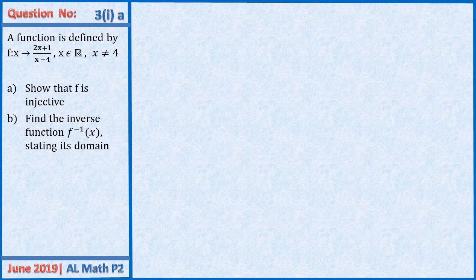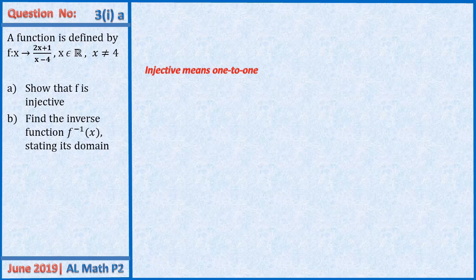We now move to question number 3. The A part of the question reads, a function is defined by f is such that x is mapped onto (2x plus 1) on (x minus 4), where x is an element of R and x is not equal to 4. A. Show that f is injective.